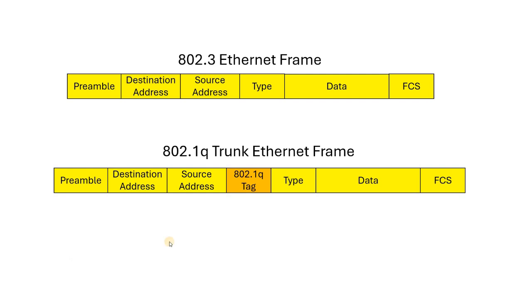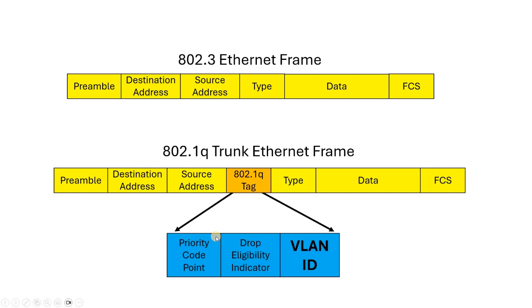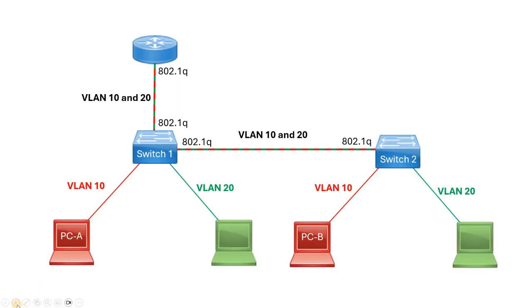And in this frame, they inserted a small field right here with the 802.1q tag. And inside the tag you have the priority code point and the drop eligibility indicator. This is for quality of service and congestion mechanisms. But the important thing we see now is we have a VLAN ID. Now we have a way of identifying what VLAN a frame came in on, so when the receiving switch receives it, it knows to only send that frame out ports on that VLAN.